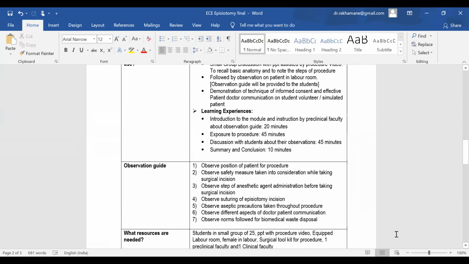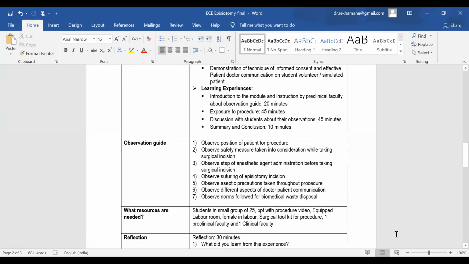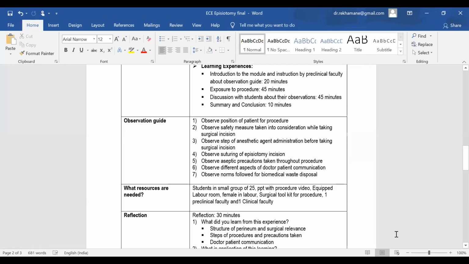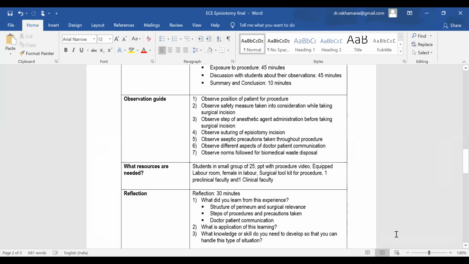This is also accompanied by the demonstration of technique of informed consent and effective doctor-patient communication on a student volunteer or a simulated patient. How this whole learning experience will go: introduction to module and instruction by a preclinical faculty about the observation guide for 20 minutes, exposure to procedure 45 minutes, discussion with the students about their observation checklist is 45 minutes, summary and conclusion for 10 minutes. This is accompanied with the reflection, assessment and assignment.